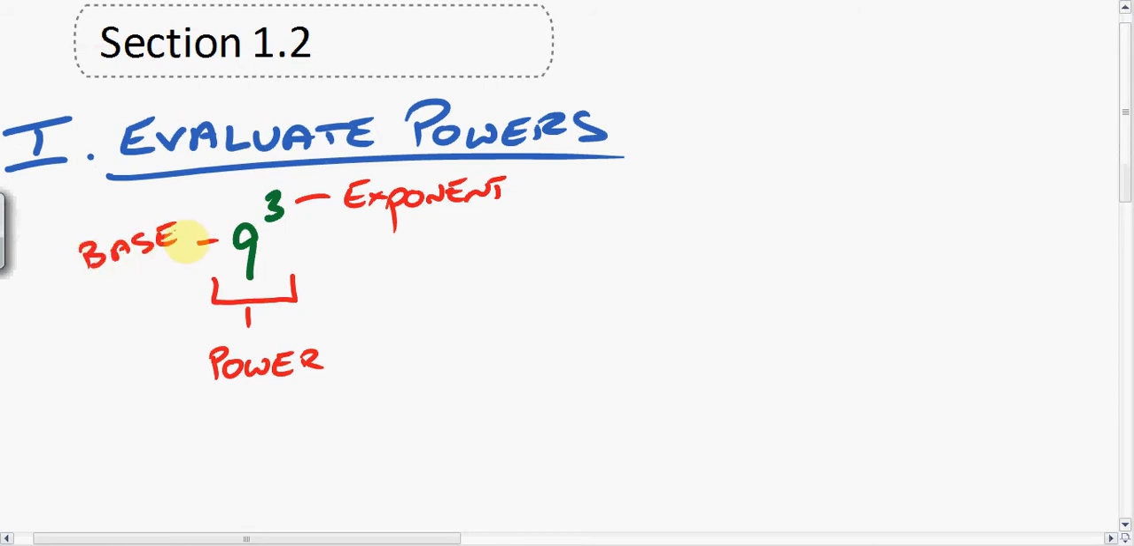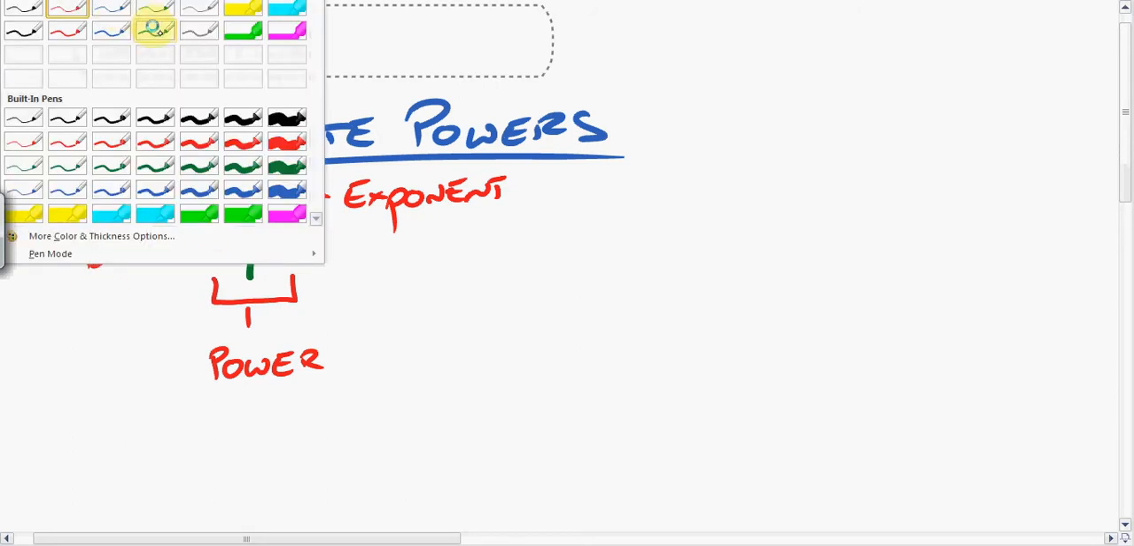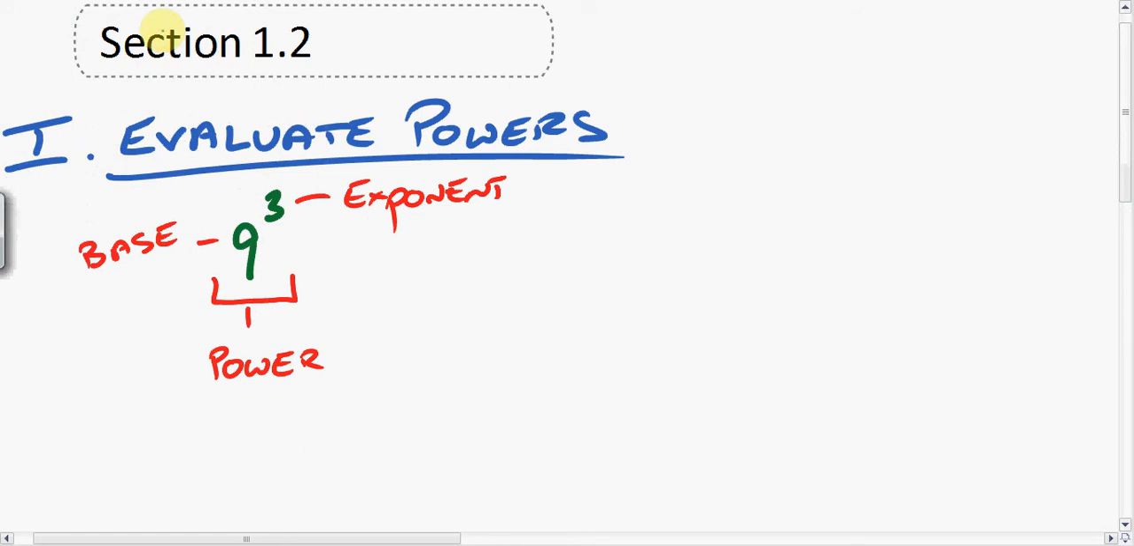So in order to evaluate a power, you want to look at your base, and you're going to multiply that base by itself the number of times represented by the exponent. So we're going to take 9 and multiply it by itself 3 times. So 9 raised to the third power is the same thing as 9 times 9 times 9.